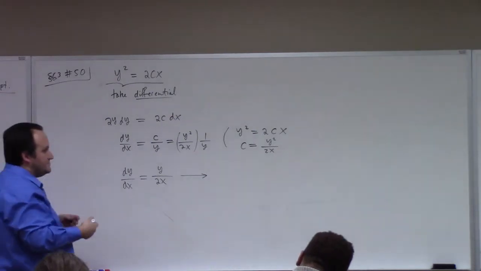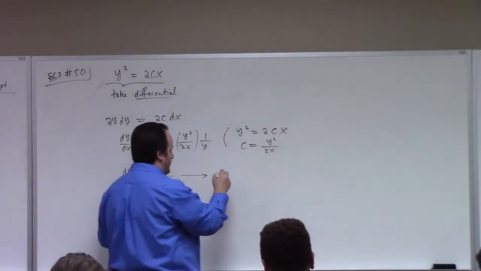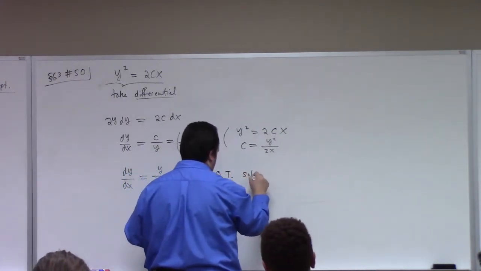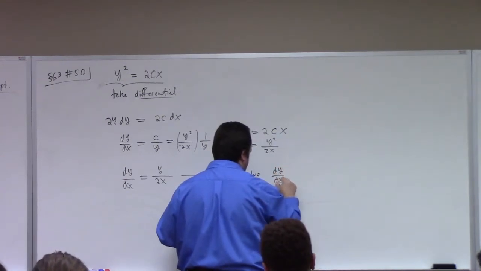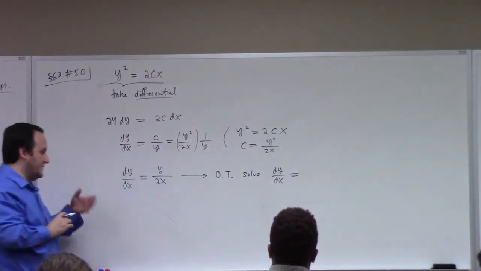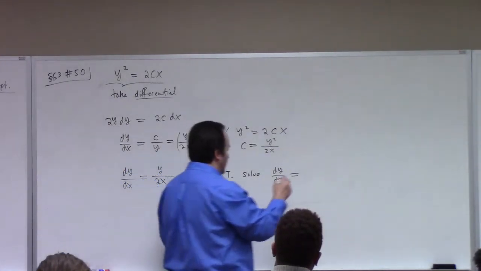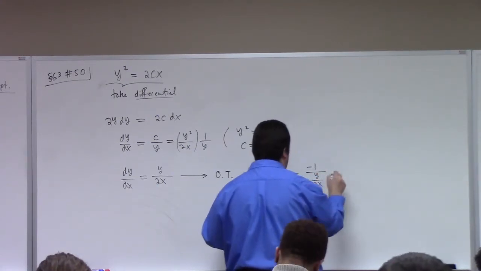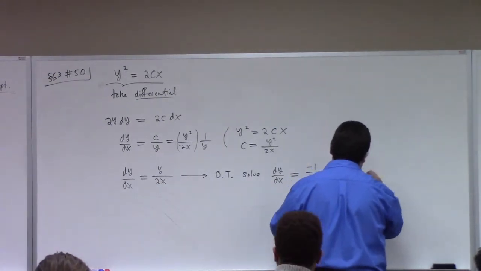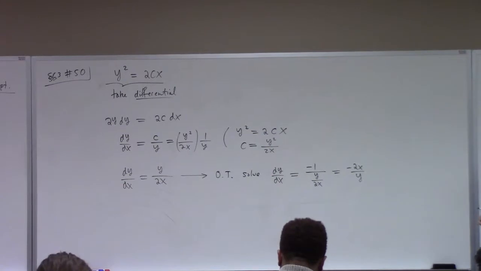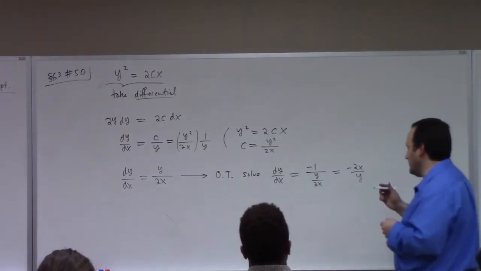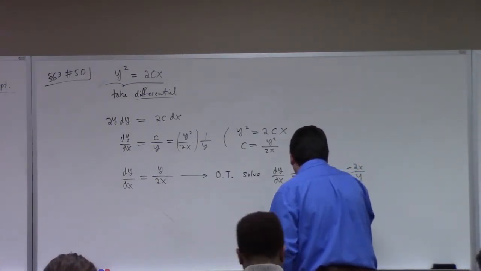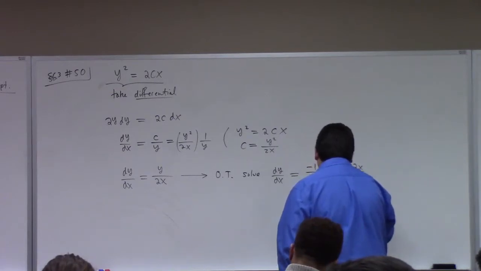Now, to find orthogonal trajectories, we need to solve dy/dx equals to what? Minus the reciprocal of the given. So minus 1 over y over 2x. Yeah, which is what you just told me, but I'm just trying to emphasize what I'm doing here. So minus 2x over y. So what is this? This is separating variables, we've got y dy equals to minus 2x dx.